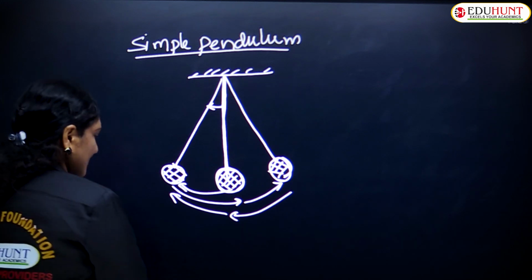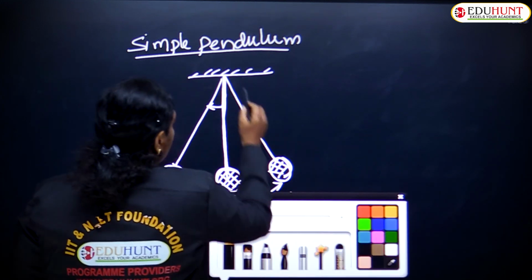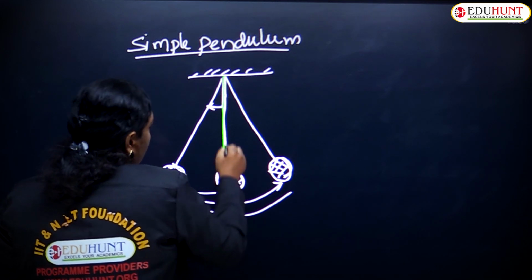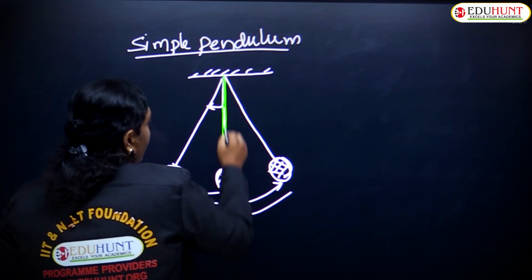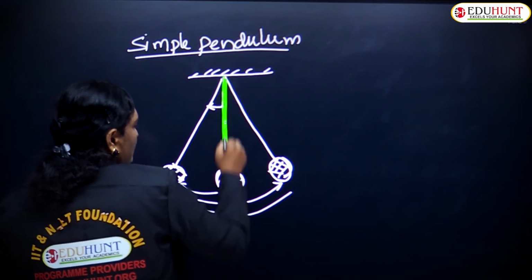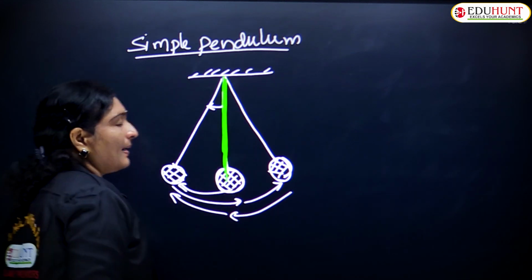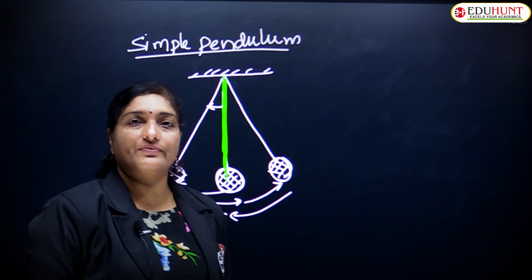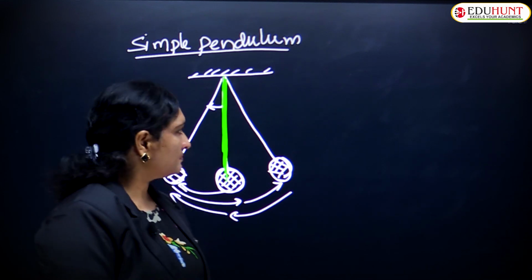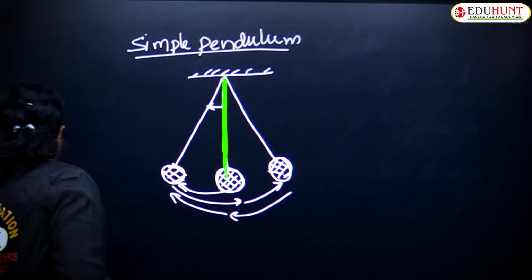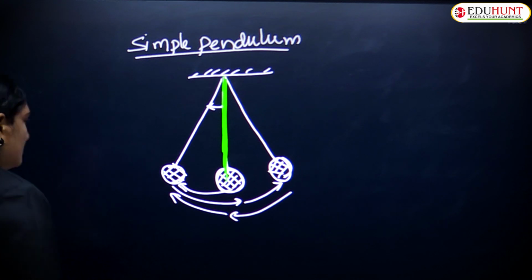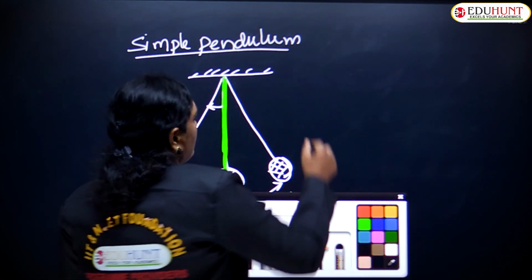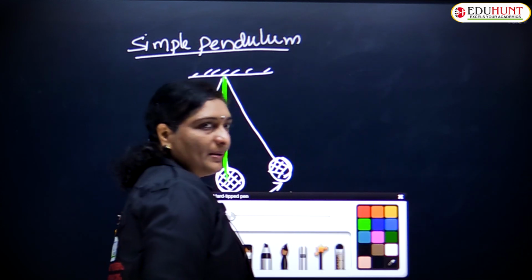And remember, children, the length from here to here, whatever this thread length is, this is called the length of the pendulum. This green color part is called the length of the pendulum or length of the simple pendulum. Okay. So, one more thing I would like to tell you is other times what we'll be measuring.